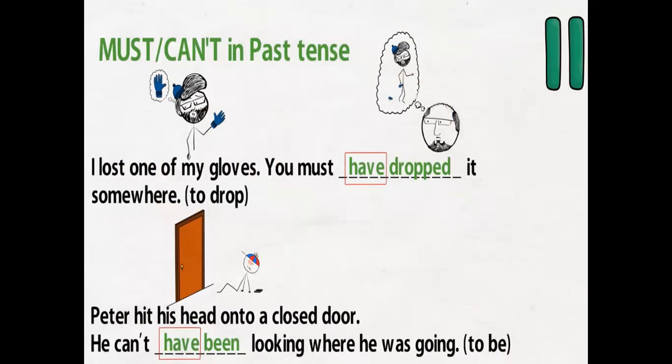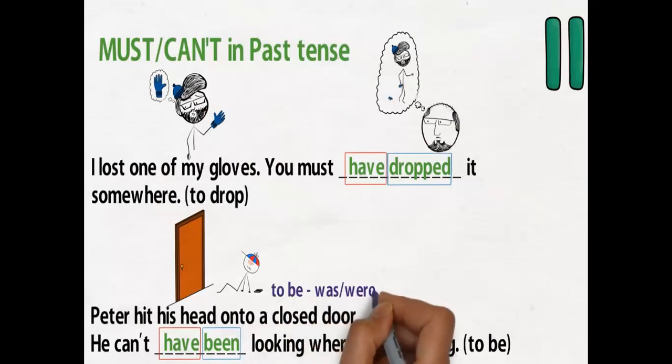And then in the first example, we have past tense of the verb to drop. In the second example, we have been, which is the past participle form of the verb to be. Now, if you remember, to be is an irregular verb that changes like so. To be, was, were, been.